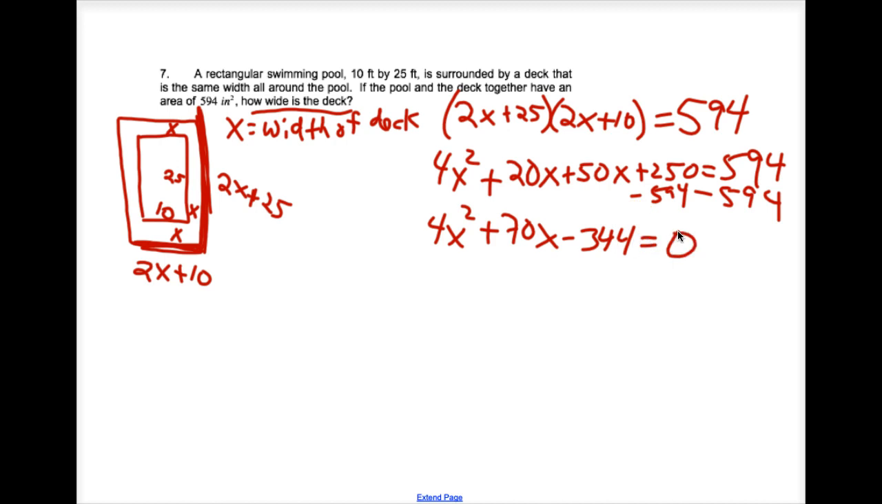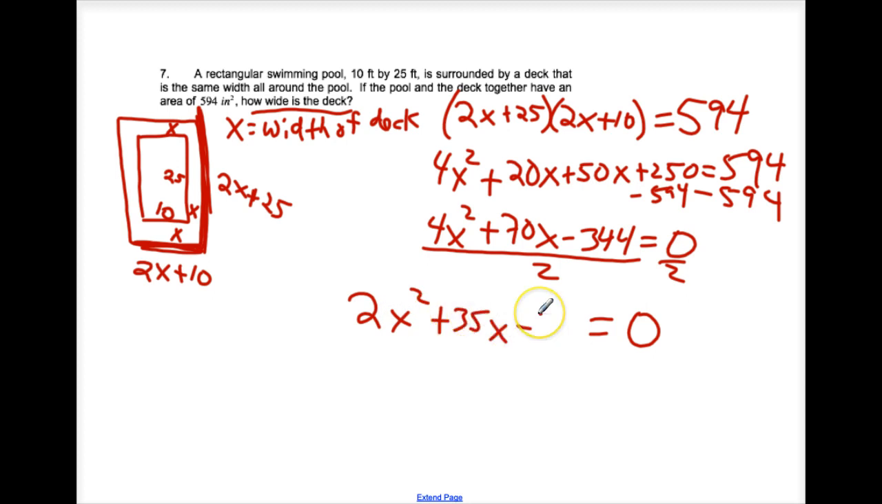Is there a common factor that we could divide both sides by to make our numbers smaller? Let's see, 2. Does 4 go into 344? Well, does 4 go into 70 first? It doesn't. So 4 is not it, so we're going to have to go with 2. Divide both sides by 2. The right side is 0. Okay, 2x squared plus 35x minus 172.